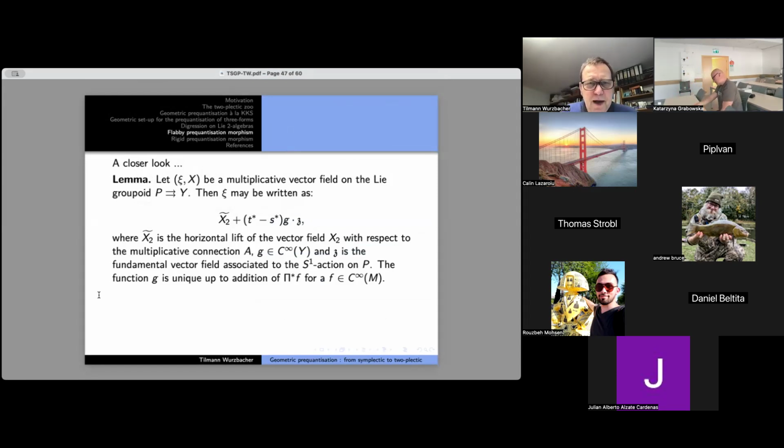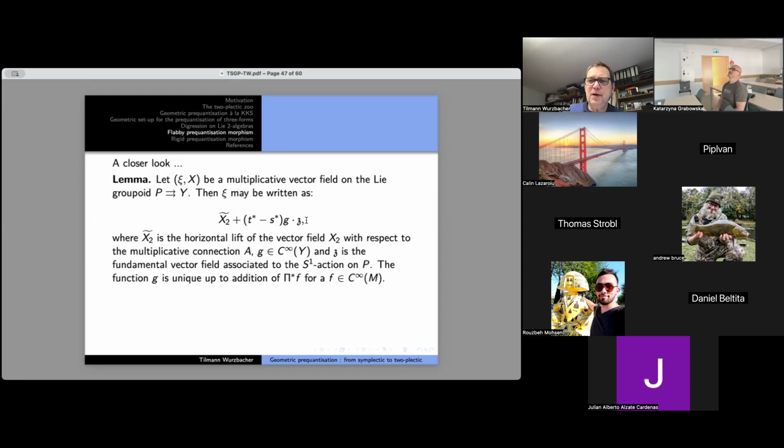I want to remind that in this situation, P is a very simple groupoid. And in fact, you understand all the multiplicative vector fields here. They are of the form: you take a vector field X on Y, you double it, and you lift it, and you take a function on Y, and you take the delta of the pullbacks times this S1 vector fields.